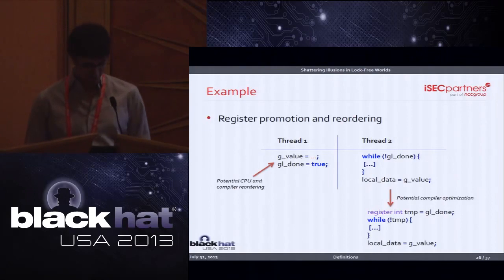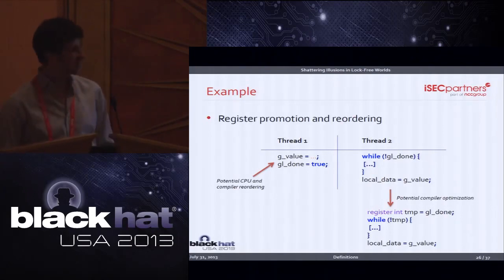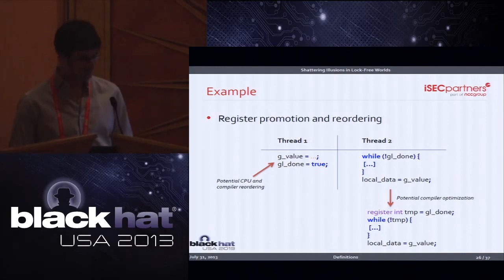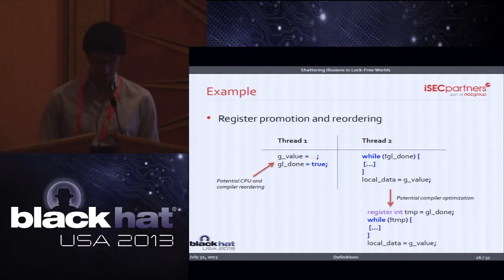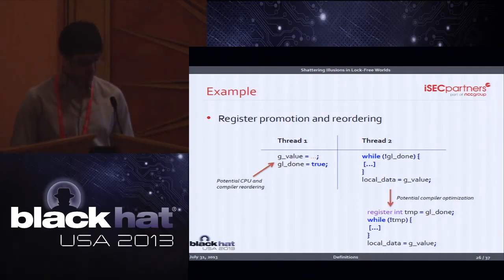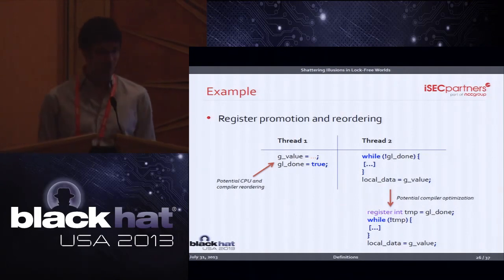All right, so in the first thread, you could get potential compiler and CPU reordering, as discussed in the previous slide. In the second thread, the compiler is likely to do a register promotion, which means it is likely to load the global done into a register, which is a completely valid optimization, but won't work in a multi-threaded environment. This is a relatively obvious optimization, and a developer would see the problem pretty quickly if that happened. So let's use another example in the context of the kernel.